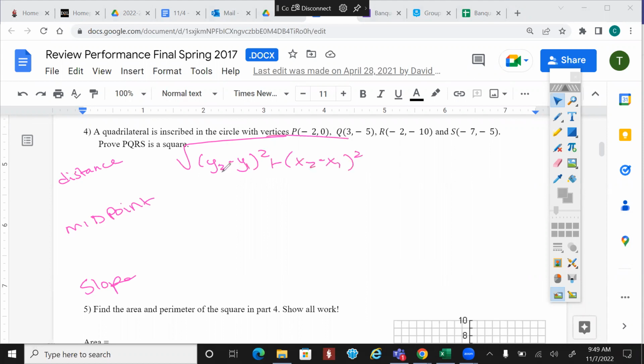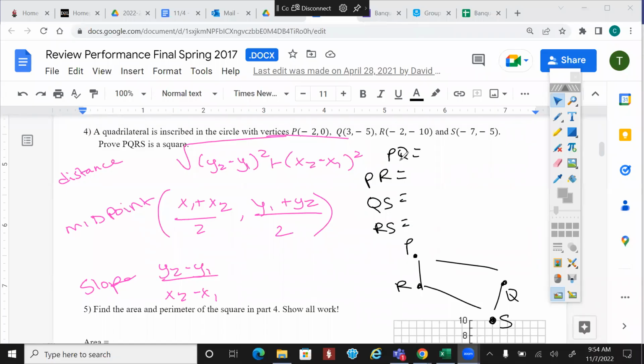Okay. All right, so just a reminder, distance formula is y2 minus y1 squared plus x2 minus x1 squared. It's okay if you flip-flop these. Midpoint is x sub 1 plus x sub 2 divided by 2, and y sub 1 plus y sub 2 divided by 2. And then slope is y2 minus y1 over x2 minus x1. Okay. Go ahead and take a moment and see if you can find the distance for these. Okay. What's the distance of PQ? 50.